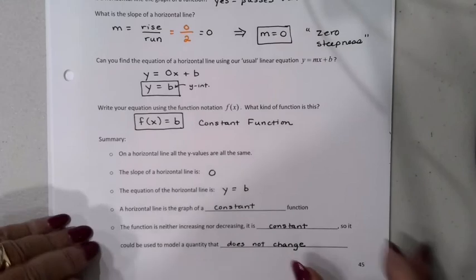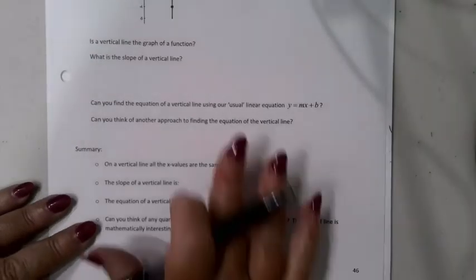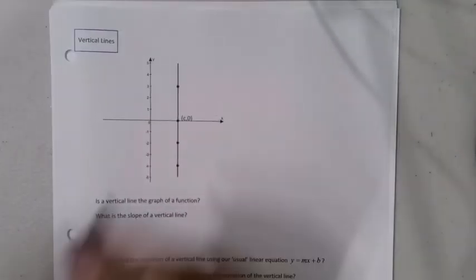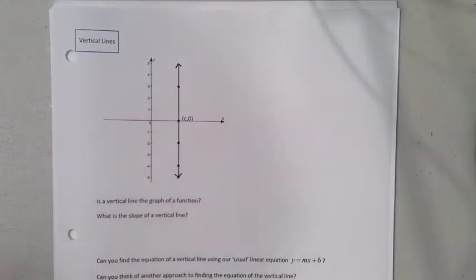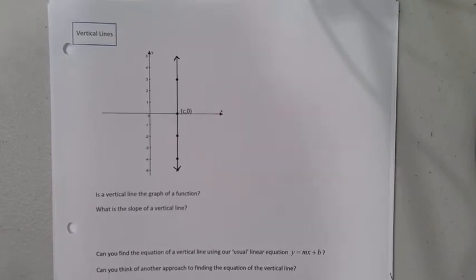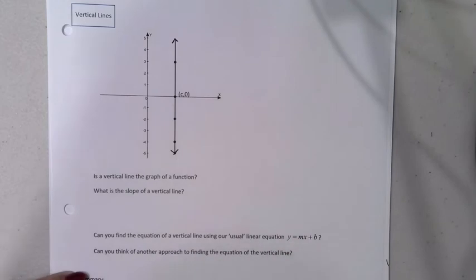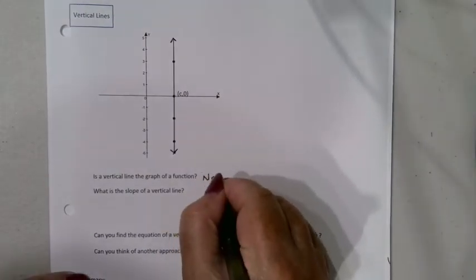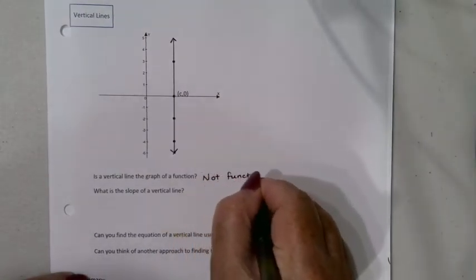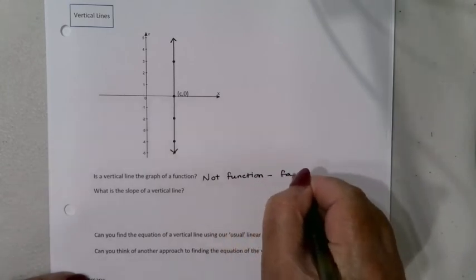All right, the other type of slope that we haven't talked about yet would be slopes of vertical lines. So here's a vertical line again, goes up and down forever. And the first question, is a vertical line the graph of a function? Well, does it pass the vertical line test? It fails it about as spectacularly as it possibly could, right? This vertical line certainly does not hit just one point on the graph. It hits infinitely many points. So this is absolutely not a function. It fails the vertical line test.